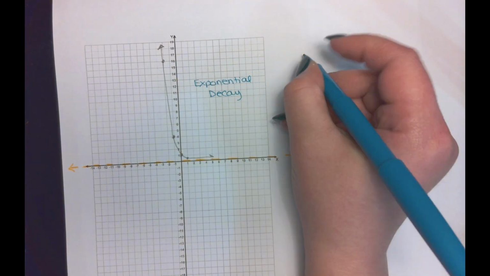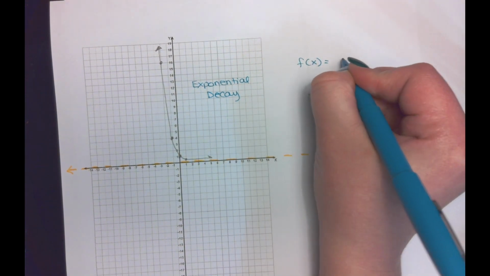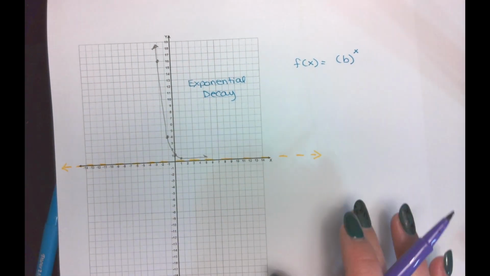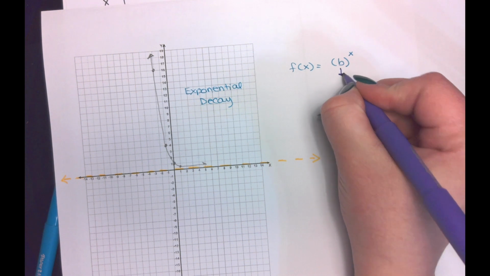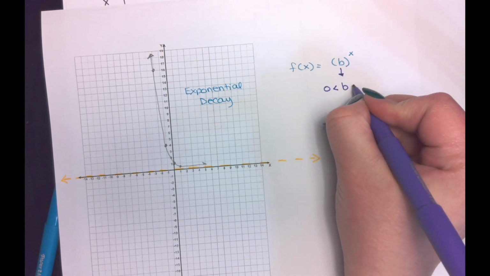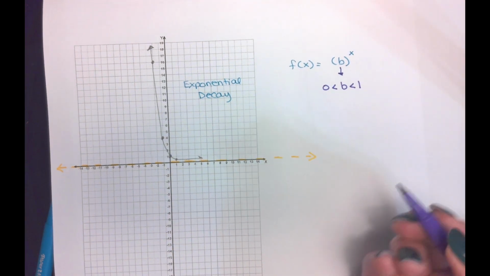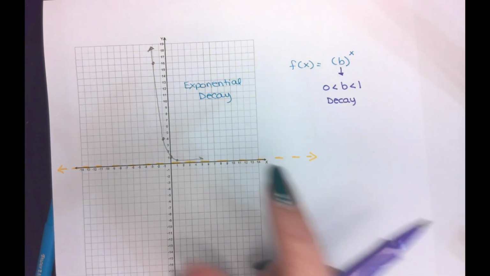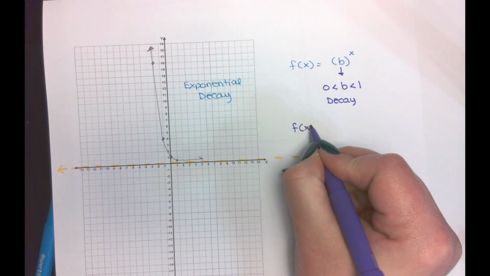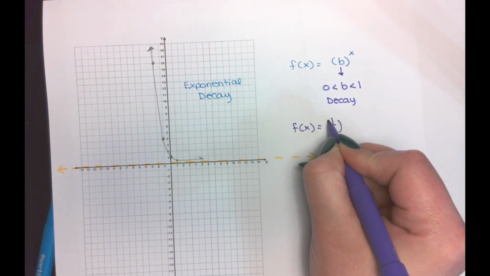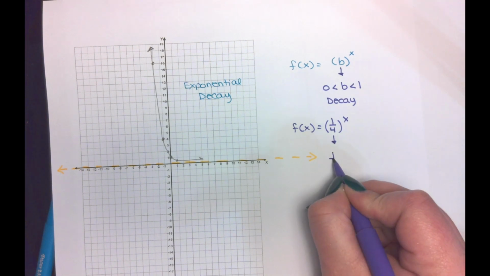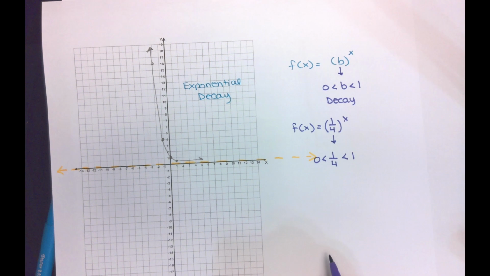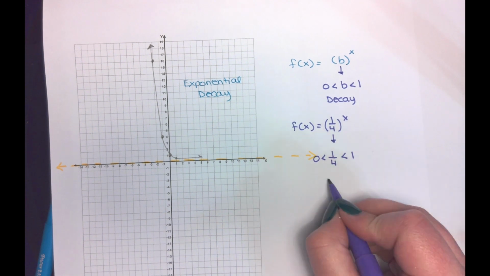So if we were to take a look at our equation, our b value, our base, was smaller than 1. So if your base is between 0 and 1, think fraction, then you will have what's called a decay. You're going to be going downhill like this. So for us, we had a 1/4, and we know that 1/4 is between 0 and 1. Think of a fourth of a pizza. So that means we're going to have a decay.